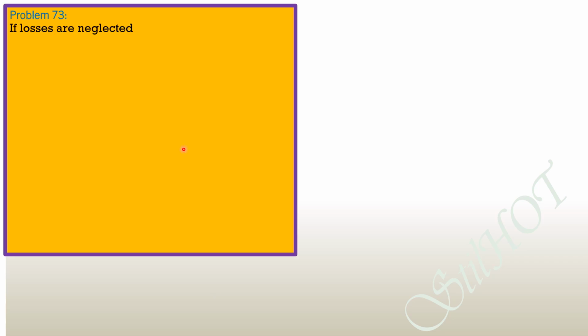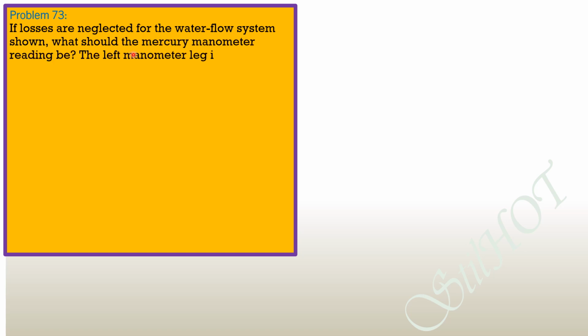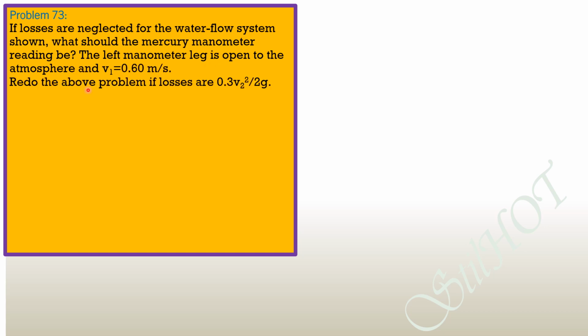Problem 73. If losses are neglected for the water flow system shown, what should the mercury manometer reading be? The left manometer leg is open to the atmosphere and V sub 1 is 0.6 meter per second. Redo the above problem if losses are 0.3 of the velocity head at point 2.